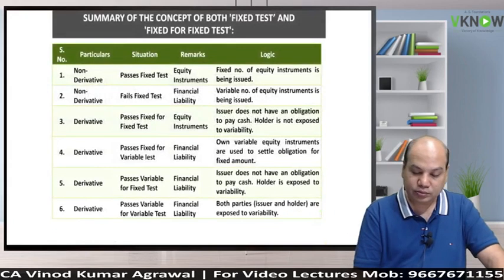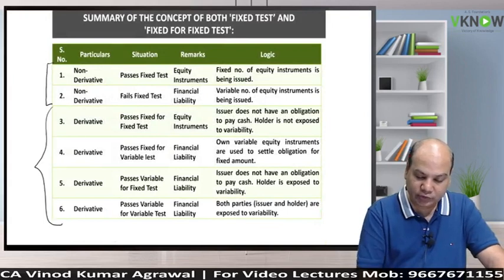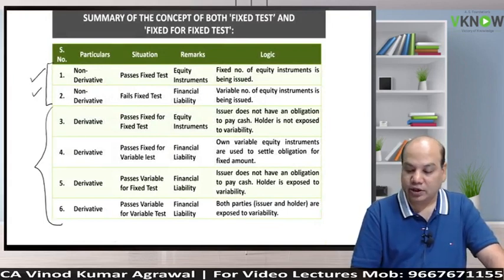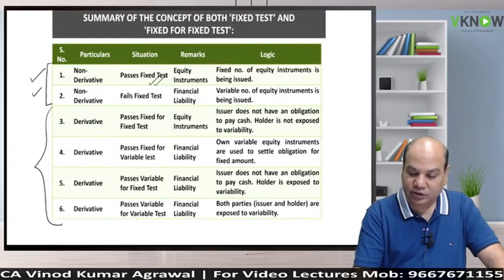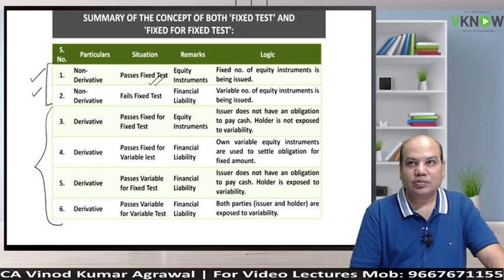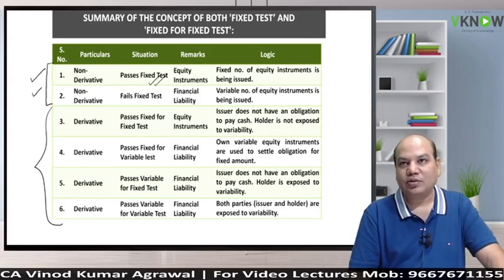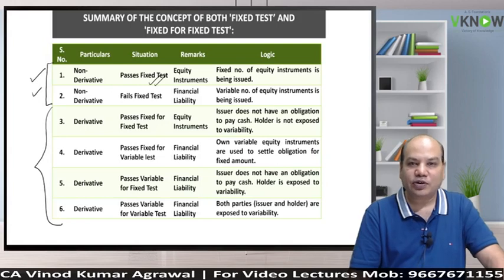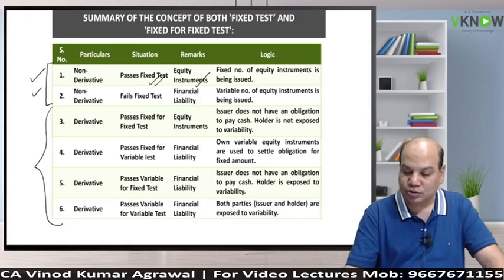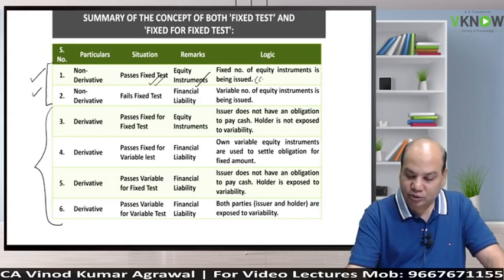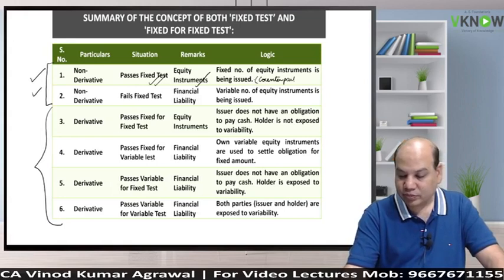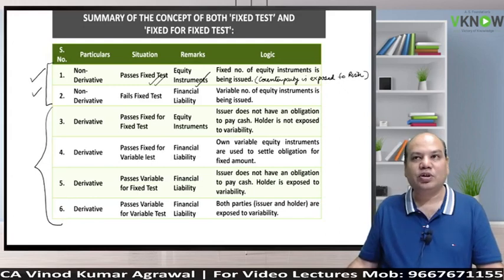So what the student has to do: if it is a non-derivative contract, it means it passes the fixed test. Fixed test means fixed cash and fixed number of shares. If both are fixed, then it is an equity instrument. Because a fixed number of shares are issued, and you can just mention here, the counterparty is exposed to risk. The counterparty, the holder of the instrument, is exposed to the risk.